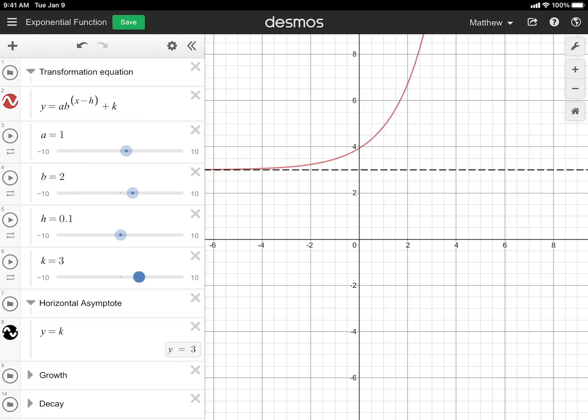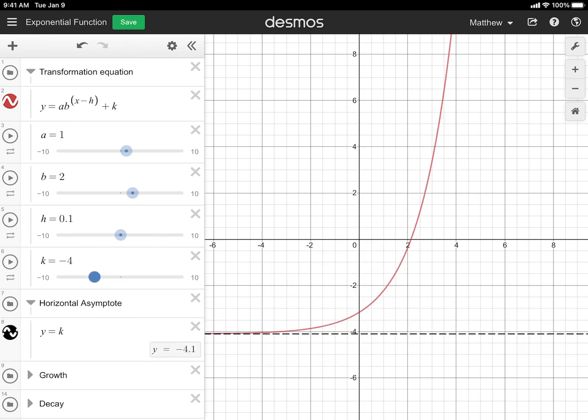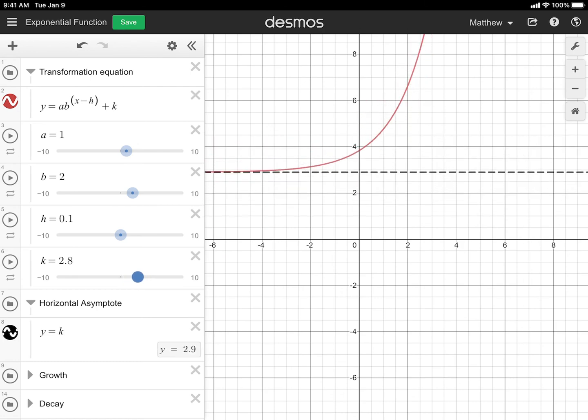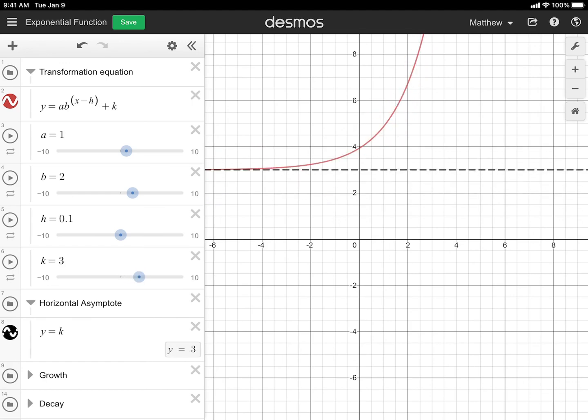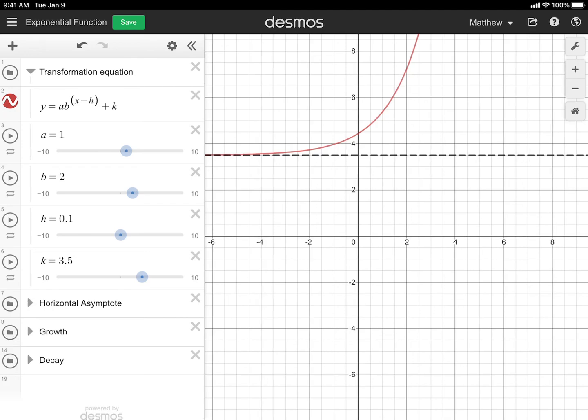But notice where my asymptote is when I move k. My asymptote shifts. So my asymptote is wherever k is. When k is 0, it's y equals 0, the x-axis. But if I start moving k around, my horizontal asymptote changes. We'll talk about growth and decay in just a minute. You do have this Desmos if you'd like to play around with it a little bit later.